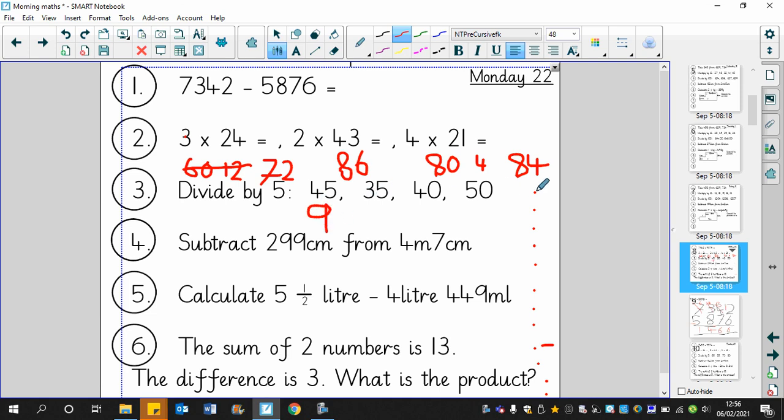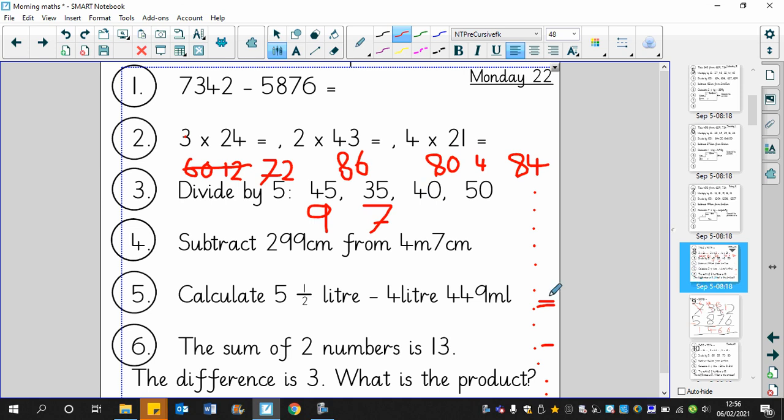Okay, 35, let's find out where 35 is. 5, 10, 15, 20, 25, 30, 35, so that's where 35 is. I'll put 2 lines because it's the second one. And how many dots? 1 2 3 4 5 6 7. So therefore 35 divided by 5 is 7.